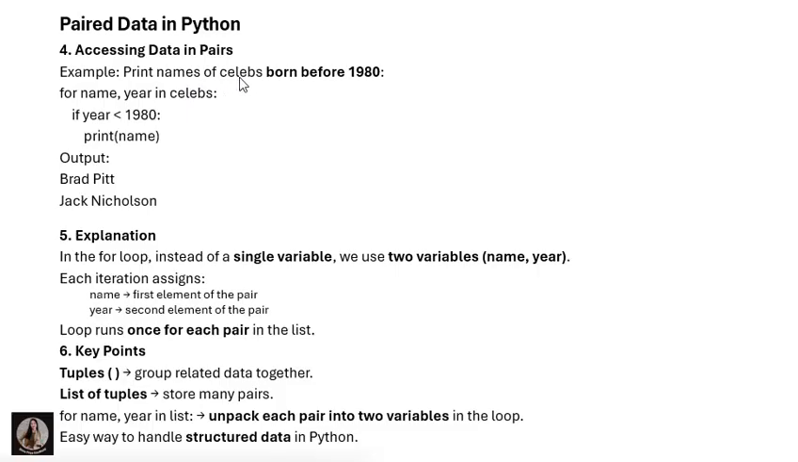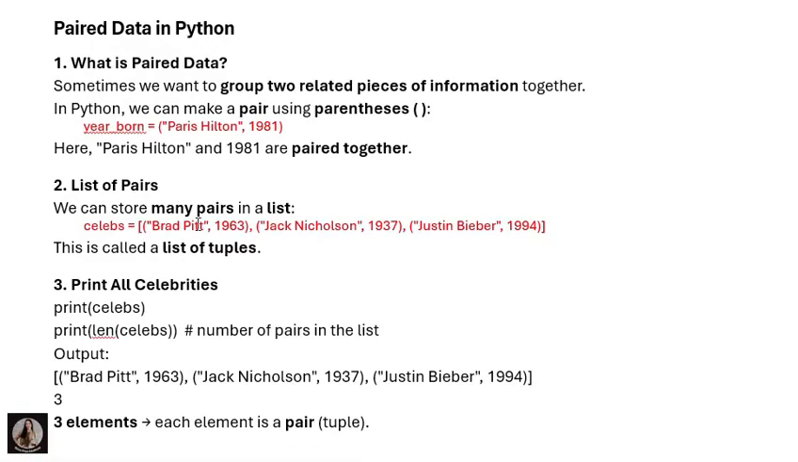Let us see accessing the data in pairs. Example: print names of celebrities born before 1980. If I want to access those who were born before 1980: for name, year in celebrities, if year is less than 1980. This is the condition. Whoever was born before 1980, I have to access the names of those celebrities. Let us see in the program: before 1980, 1963 Brad Pitt, and 1937 we have Jack Nicklaus. Justin Bieber was born after 1980, that's why it will print only Jack Nicklaus and Brad Pitt.